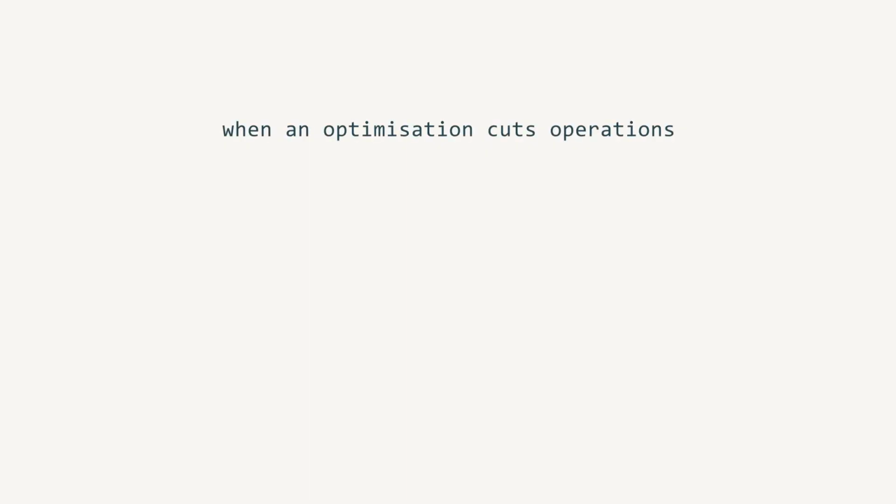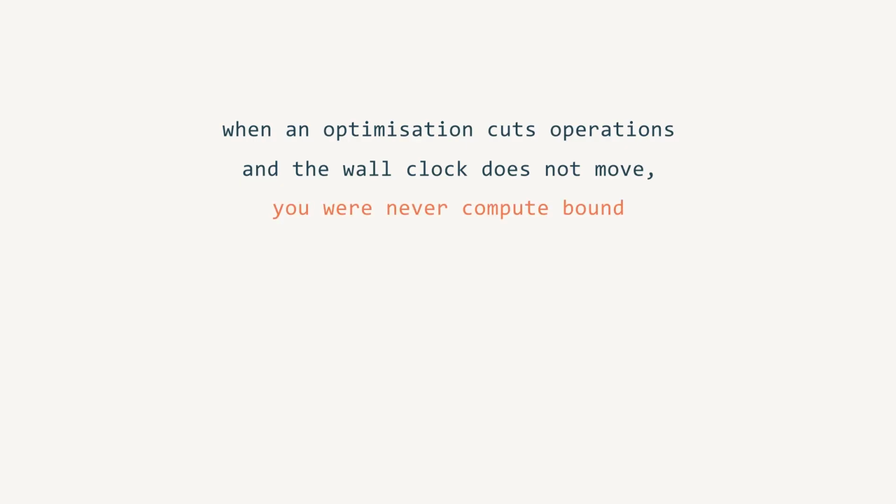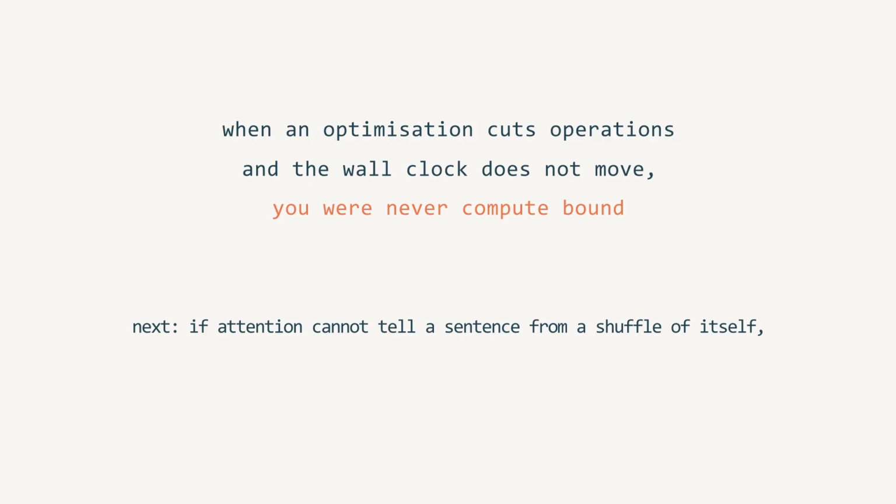The tiling only works because attention is one big matrix operation with no memory of position. Which raises the obvious question. If the mechanism can't tell a sentence from a shuffle of itself, how does the model know word order at all? That's next.